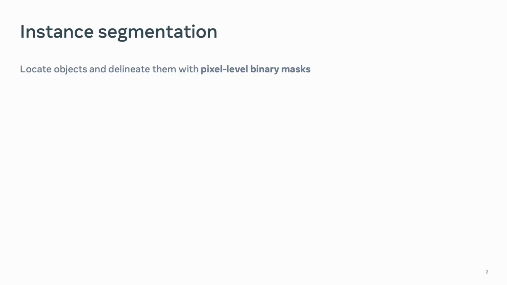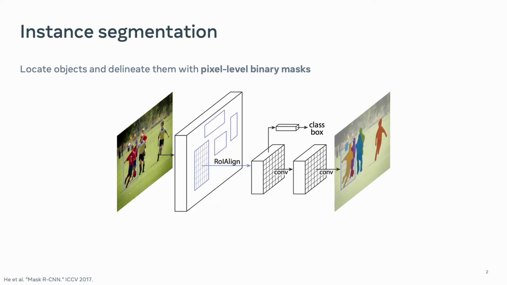The task of instance segmentation requires an algorithm to locate objects and delineate them with pixel-level binary masks. Existing algorithms like Mask R-CNN usually require manual annotation of object masks for training. Collecting such annotation is usually time-consuming. For example, it takes on average 80 seconds to annotate an object in the COCO dataset.